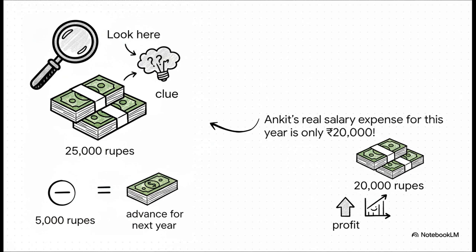He paid salaries of 25,000 rupees. But our clue says that 5,000 rupees of this was paid in advance for next year. So what do we do? We subtract it. This means Ankit's real salary expense for this year is just 20,000 rupees. And in this case, the adjustment actually makes his profit for this year look a little better.